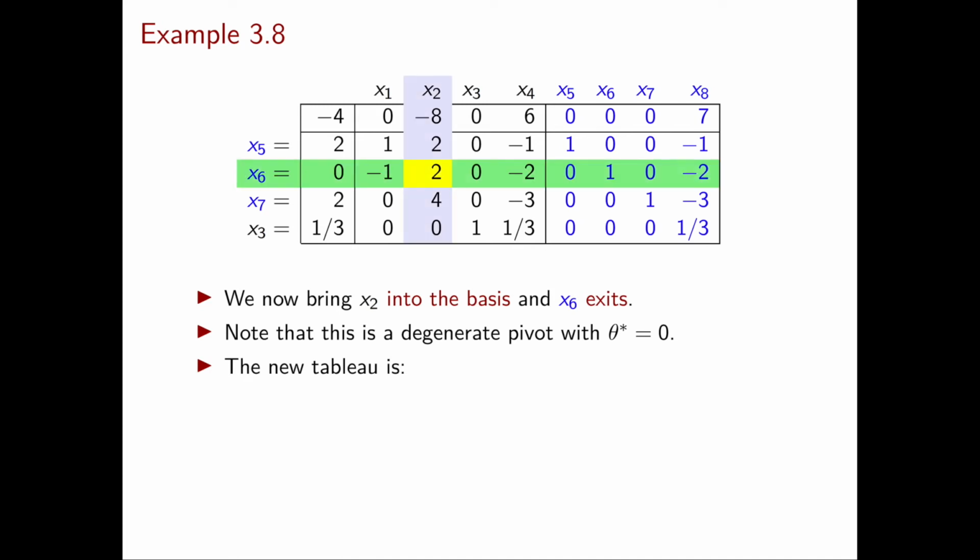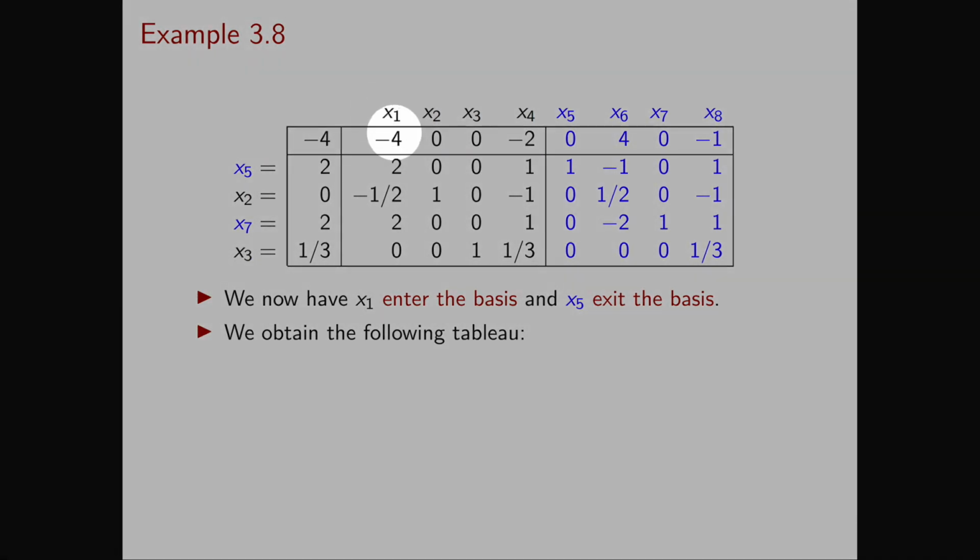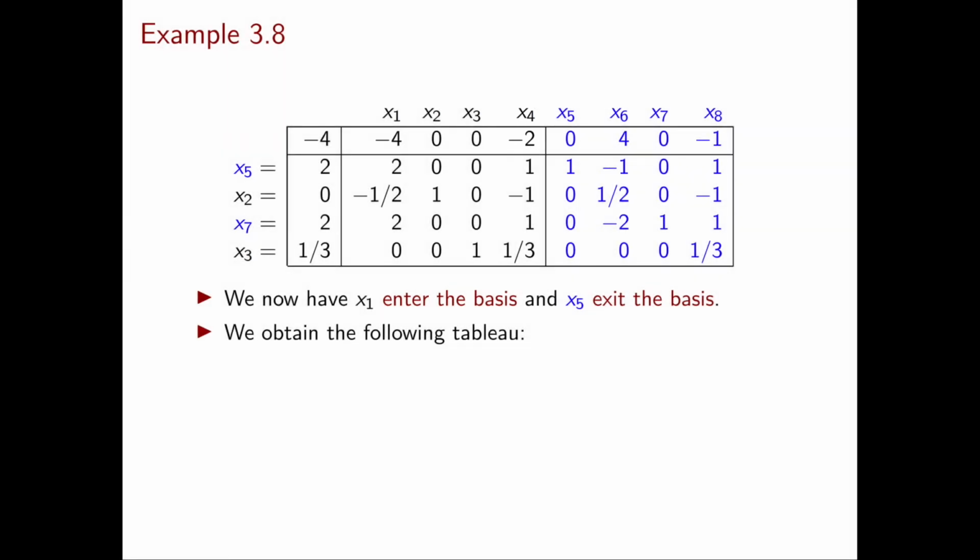Note that theta star was equal to 0, so this will be a degenerate pivot. If you perform the correct elementary row operations, you will end up with this tableau. The pivot was degenerate, and so the cost is again 4. But again, I have 2 negative reduced costs. I have minus 4 and minus 2. I break the tie by having x1 enter the basis.